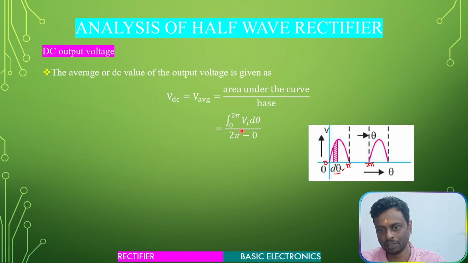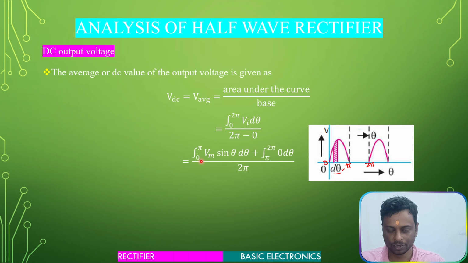So integrating from 0 to 2 pi, because we are interested in the full cycle, that is 0 to 2 pi: 0 to 2 pi vi d theta. Here the base is the total cycle, 2 pi minus 0, which will be 2 pi. vi is Vm sin theta from 0 to pi, and this is 0 between pi to 2 pi.